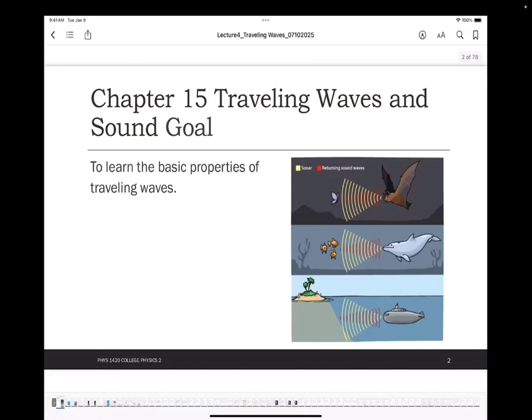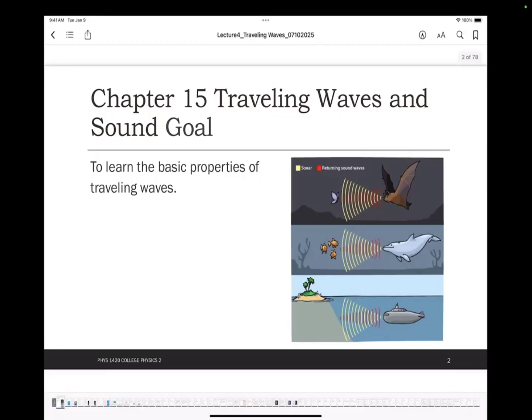If you drop something into a pond or a lake, there will be a water wave. And if you wave a string, this string will generate a waveform. And for water in a stream, you can see this wave.